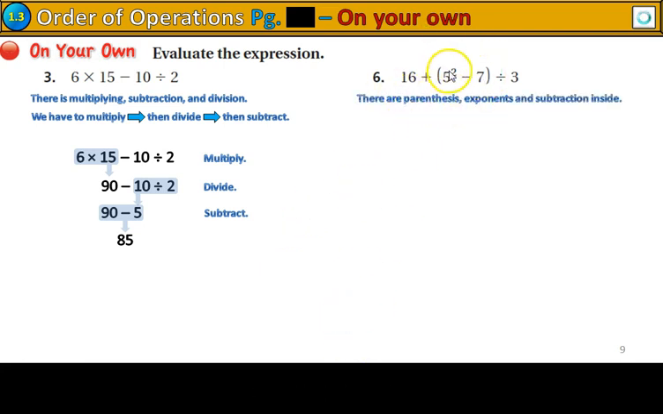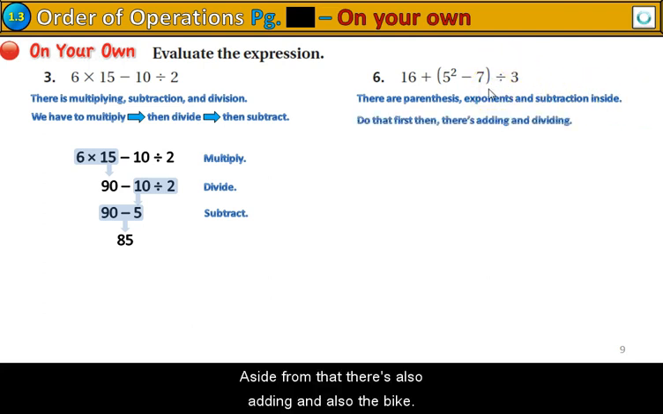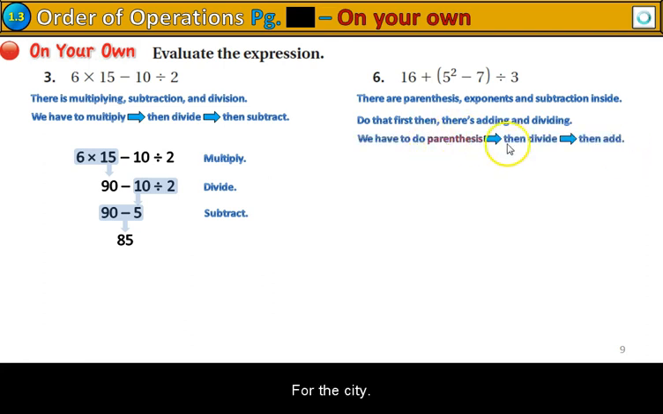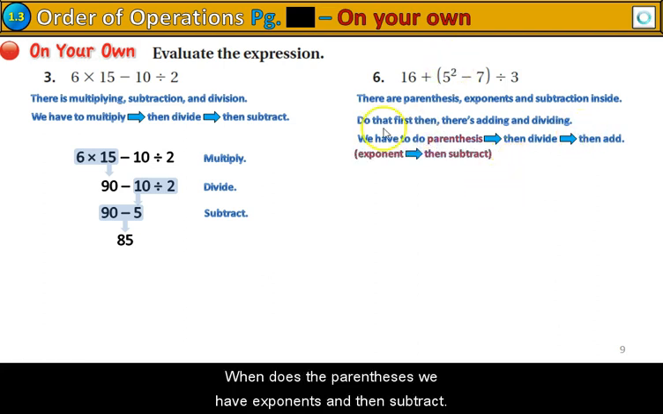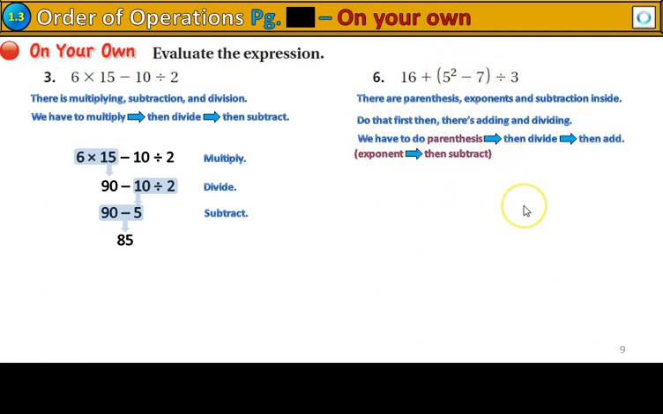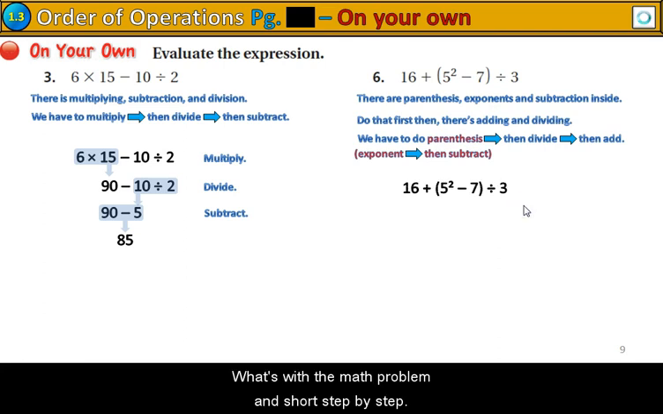There are parentheses with exponents and subtraction inside. Aside from that, there's also adding and also dividing. What are the steps we should do first? And let's sort it from left to right. Parentheses, then we divide, and then we add. So inside the parentheses, we have exponents and then subtraction. Let's write the math problem and show it step by step.